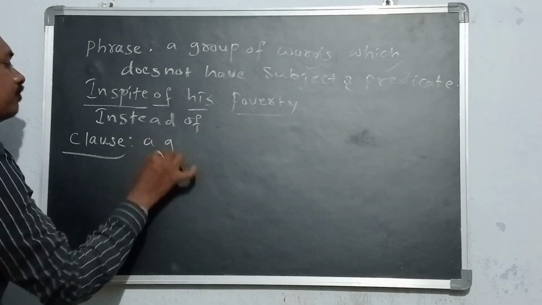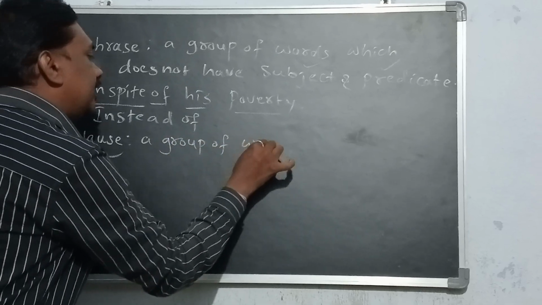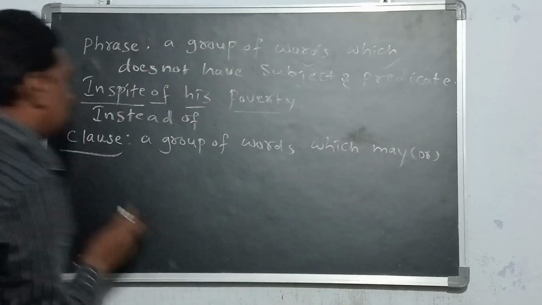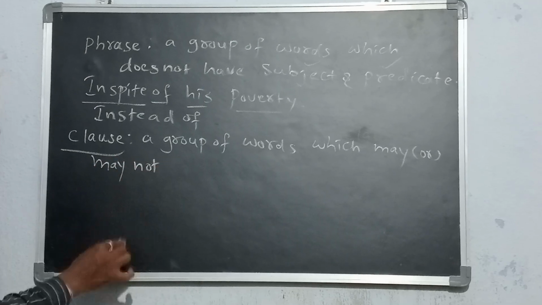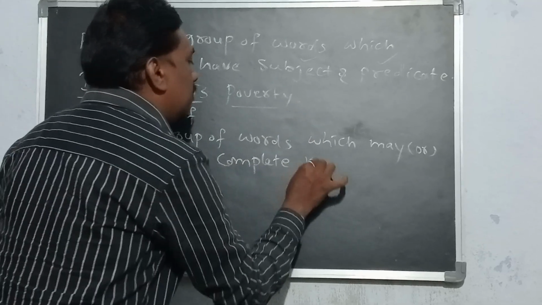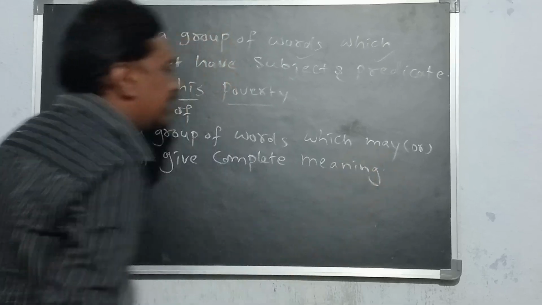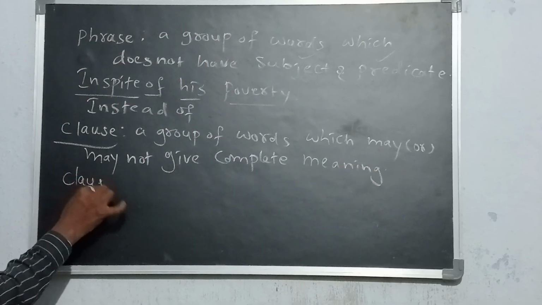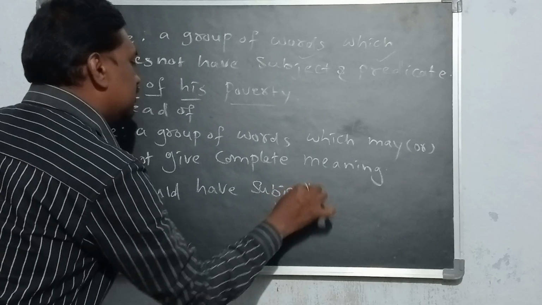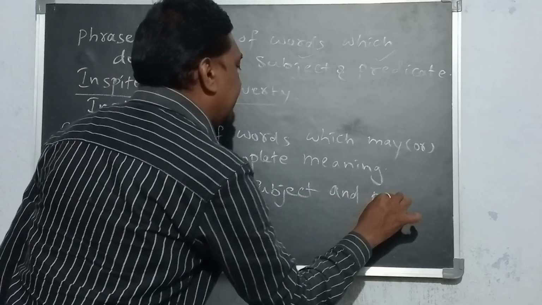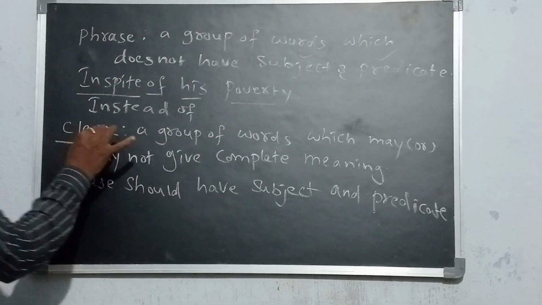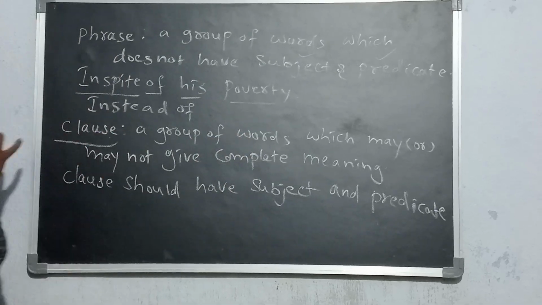What is a clause? Clause is a group of words which may or may not give complete meaning. Okay, the clause should have subject and predicate. Subject and predicate. So sometimes a clause gives complete meaning. Sometimes a clause does not give complete meaning.